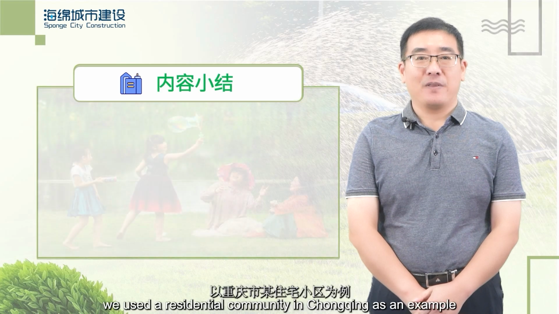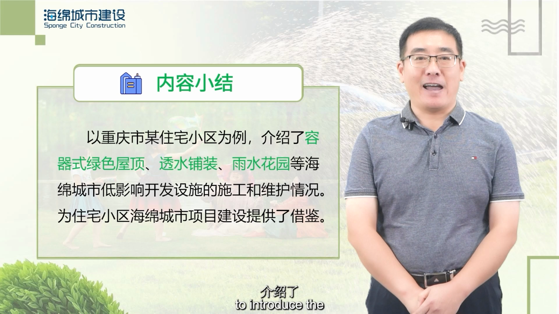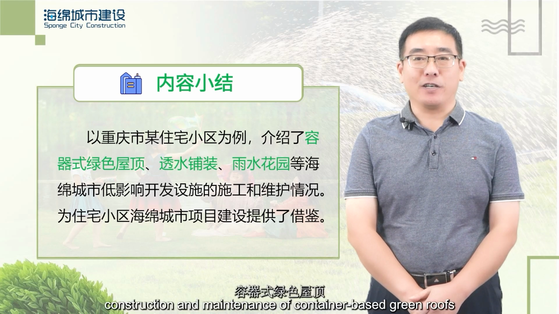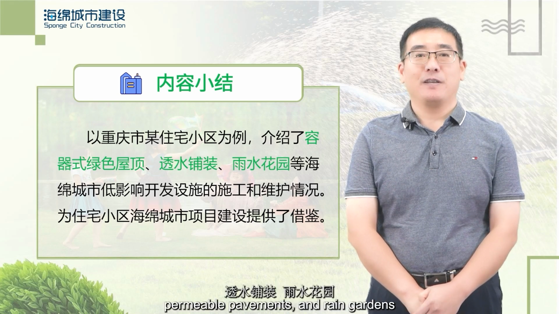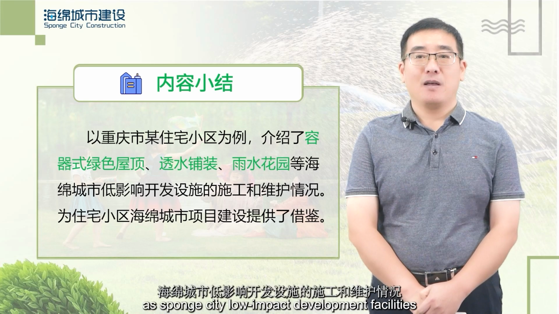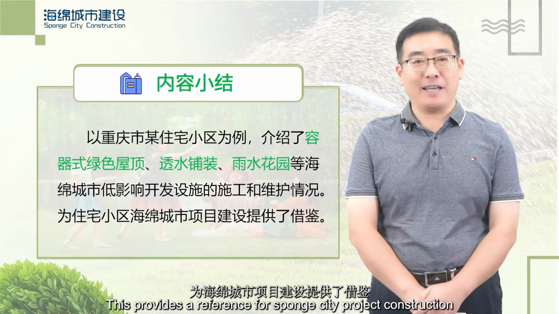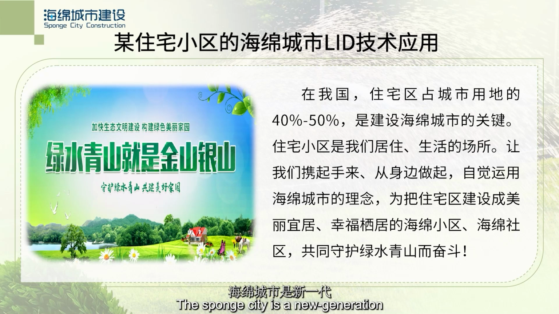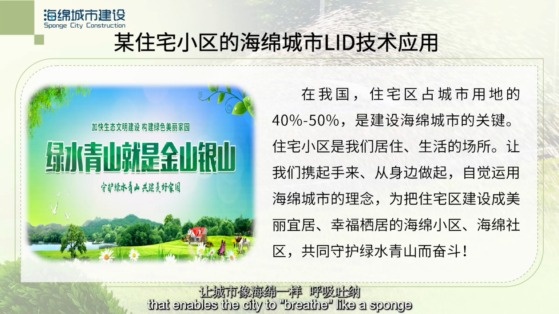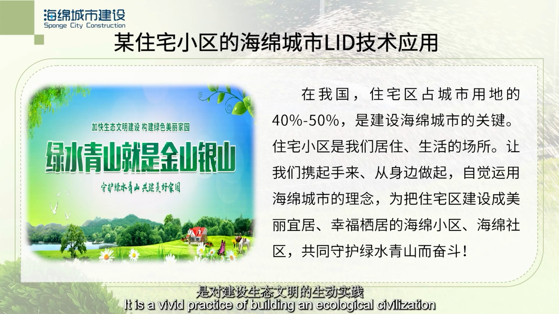In this lesson, we use the residential community in Chongqing as an example to introduce the construction and maintenance of container-based green roofs, permeable pavements, and rain gardens as Sponge City low-impact development facilities. This provides a reference for Sponge City project construction. The Sponge City is a new generation urban stormwater management concept that enables the city to breathe like a sponge, reshaping the urban water cycle system. It is a vivid practice of building an ecological civilization.